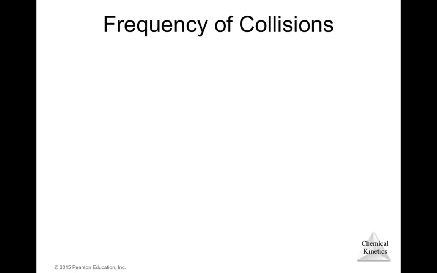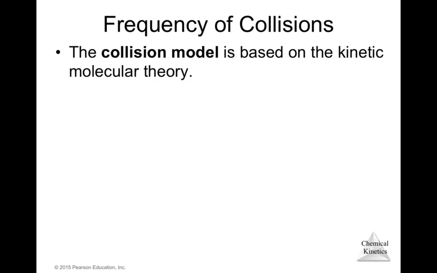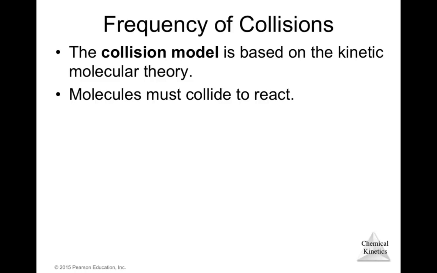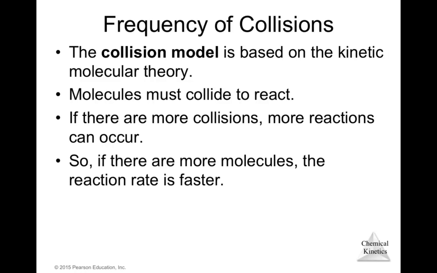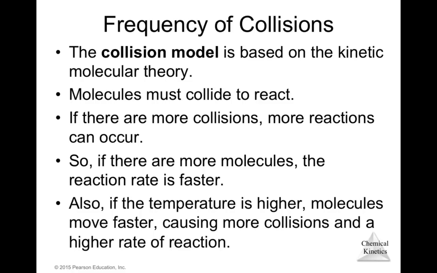The second factor is the frequency of collisions. The collision model is based on the kinetic molecular theory. Molecules must collide to react. If there are more collisions, more reaction can occur. But it's important to understand that not all of the molecules that collide are going to react. But if you have more collisions, the probability of having a reaction is going to increase also. So if there are more molecules, the reaction rate is faster. Also, if the temperature is higher, molecules move faster, causing more collisions and a higher rate of reaction.